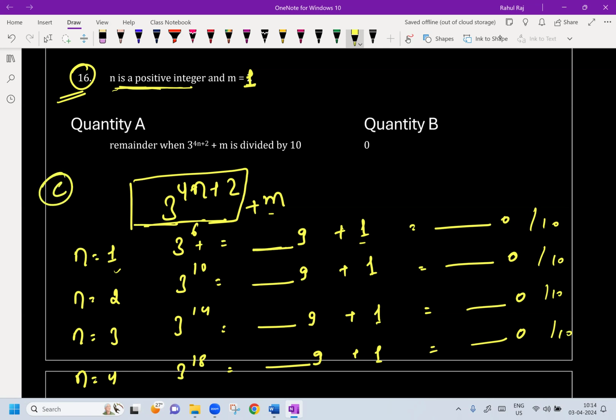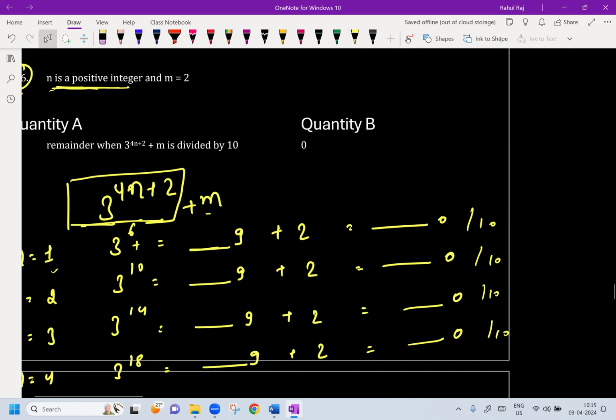That is if m is equal to 1, Alexa, remember. And then if n is equal to 2, imagine, what will be the last digit you have? 1. Any number with last digit 1, you divide by 10, the remainder is going to be 1. So in this case, A is the answer, because 1 is greater than 0.